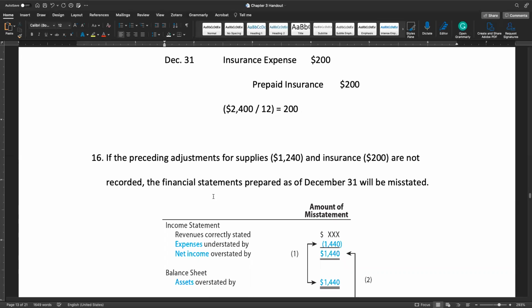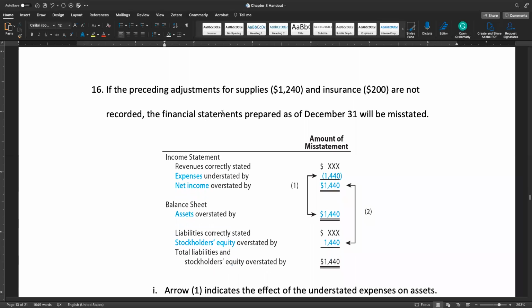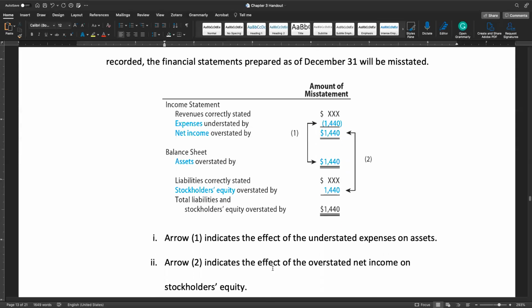We have some more info here about what happens if we don't do this. So if we don't do the adjustment for supplies and insurance, expenses are understated, which overstates net income, which means we're paying more to the IRS than we have to eventually. Overstating net income also overstates stockholders' equity, and our assets get overstated, which throws off all the ratios we do to figure out what our stock price should be. Throws off ratios if we're trying to get a loan. Does a lot of bad stuff. Okay.